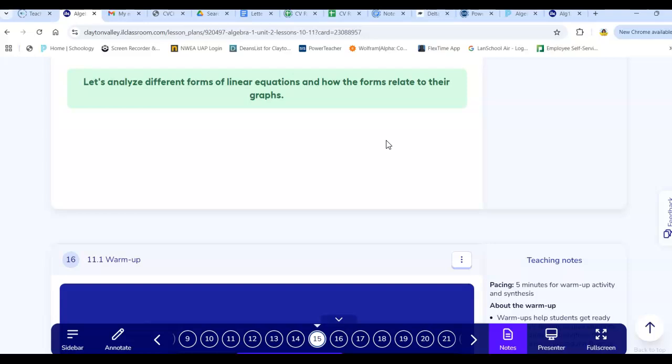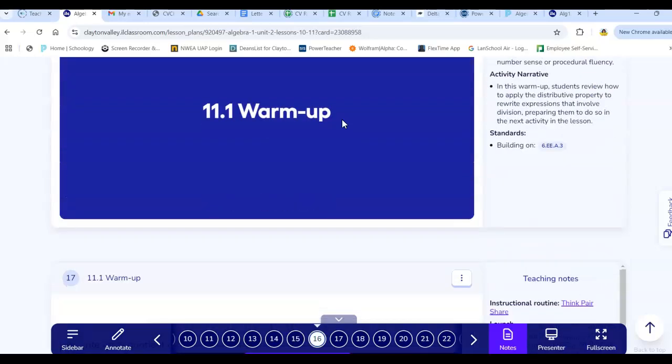Now let's go to lesson 11. In lesson 11, we're taking what we just learned about relating a graph of a line to two different forms of a linear equation. So now we're going to go deeper into that. That's what happens in lesson 11.